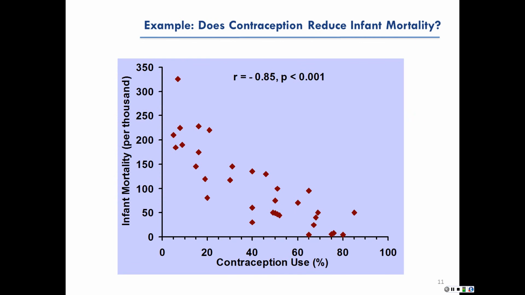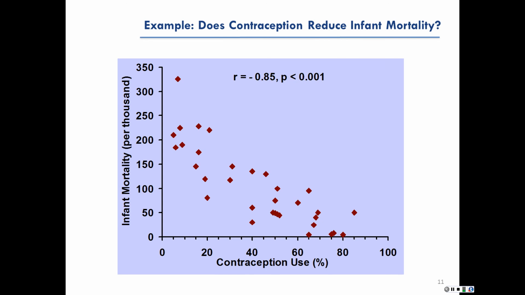So let's take an example here of a strong correlation and relationship. This is the relationship between contraception use in a population and infant mortality. Contraception use is on the horizontal x-axis, infant mortality on the vertical y-axis, and as you can see, it appears that as a greater percentage of people in the population use contraception, we see infant mortality also at a lower rate per 1,000. And so the question is, well, does contraception in and of itself reduce infant mortality?